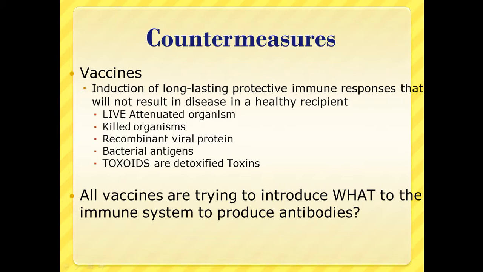Another way to do the killed organism is they'll actually take the organism and they'll surround it with formaldehyde, which kills it. And if you work in an anatomy lab where you have formalin, that's a preservative. They give it formaldehyde and it kills it. That's kind of an issue because then suddenly you're injecting formaldehyde into people when you inject this vaccine, so it causes some problems. The next one is toxoid vaccines.